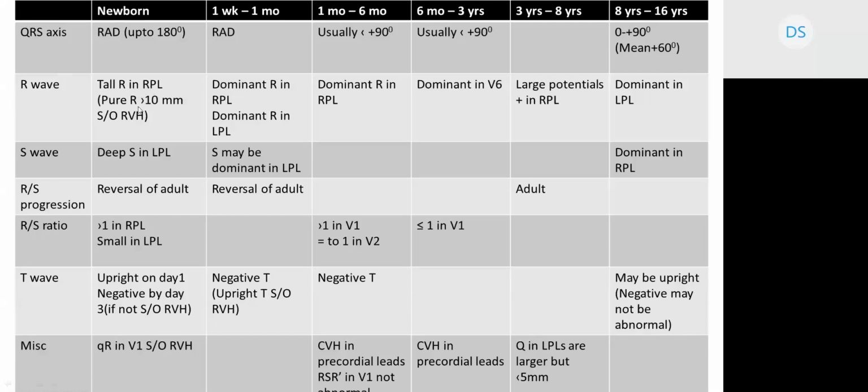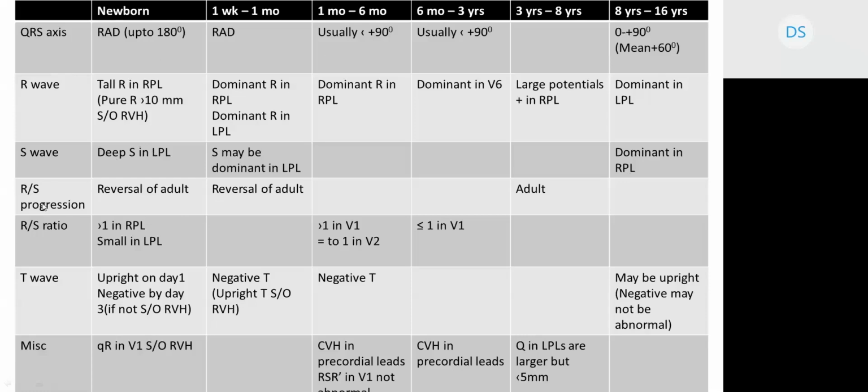But if you have pure R with no S in lead V1, and if it's more than 10 millimeters in a newborn, please understand that it is abnormal and it suggests RVH and we need further evaluation. So what is the way to find out if you have RVH in spite of having physiological RVH in a newborn? If you have pure R more than 10 millimeters in V1, it is abnormal. And then as time goes, you have dominant R in left precordial leads, which is V5, V6. Similarly, the S wave is more negative in left precordial leads in a newborn and more positive in right precordial leads in an adult.